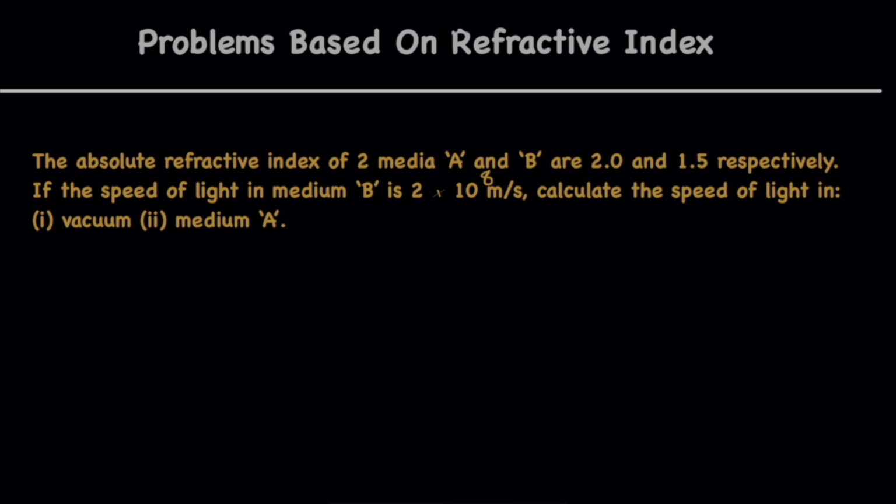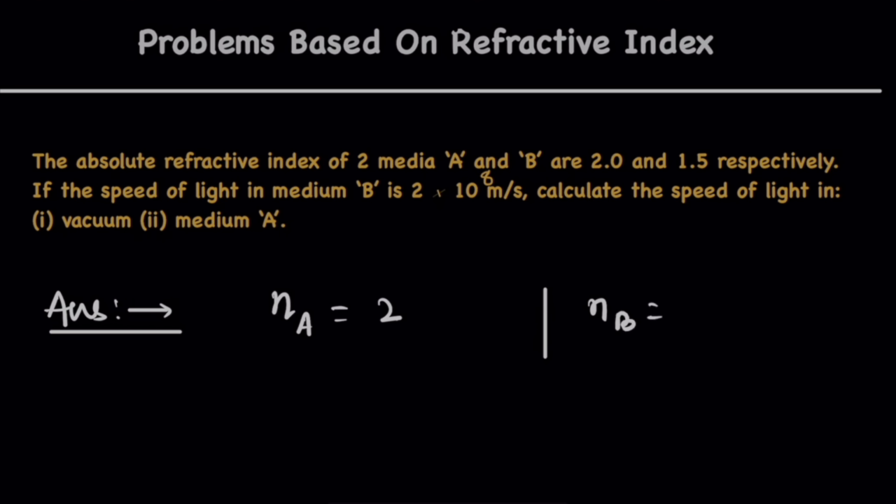In this first question, it says that the absolute refractive indices of two media A and B are 2 and 1.5 respectively. If the speed of light in medium B is 2 into 10 to the power 8 meter per second, calculate the speed of light in vacuum and medium A. So first we write the given values. Absolute refractive index for medium A is 2 and absolute refractive index for medium B is 1.5.